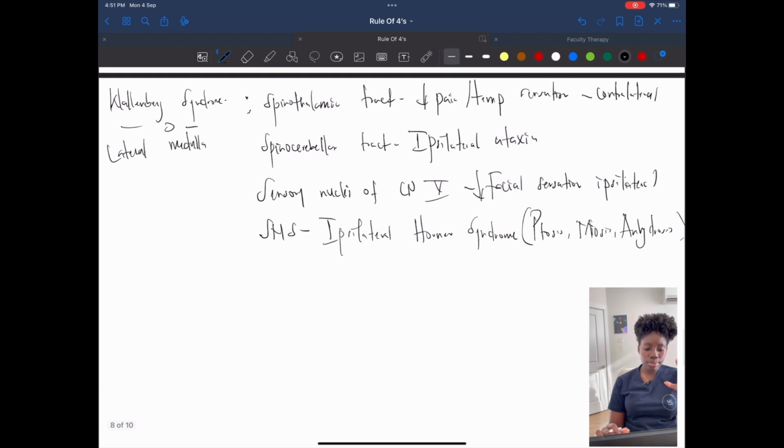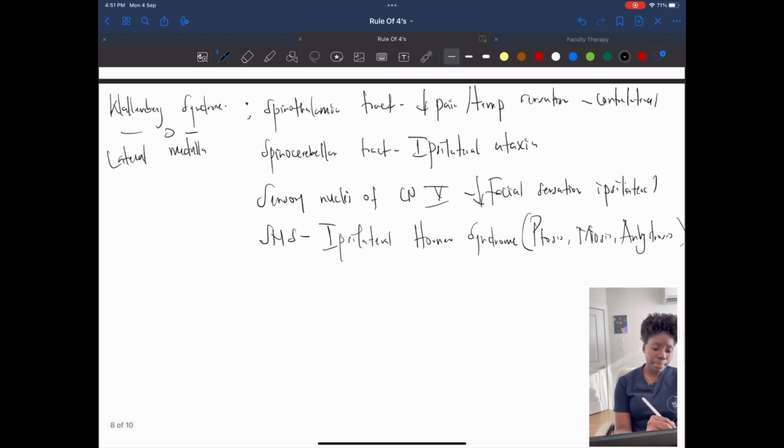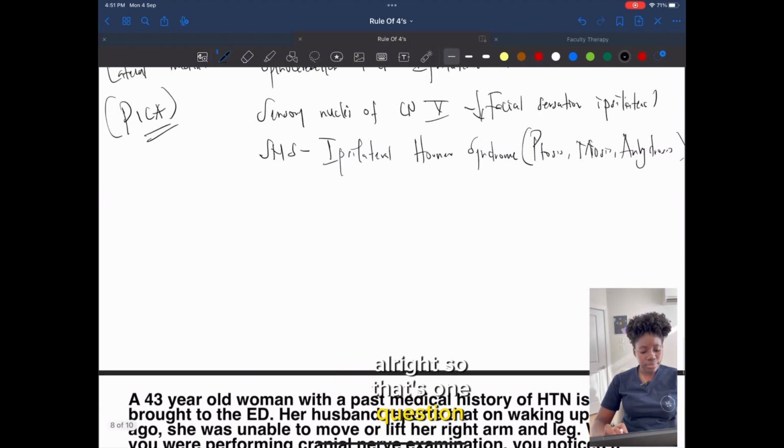So Wallenberg syndrome, lateral medulla, this is when PICA is affected. So you have a stroke of this vessel. All right, so that's one question. So let's do another one.